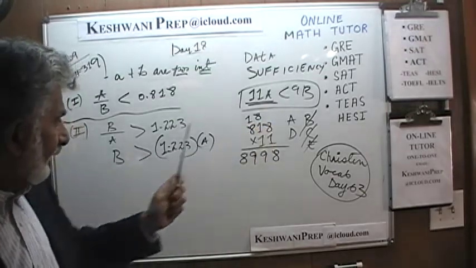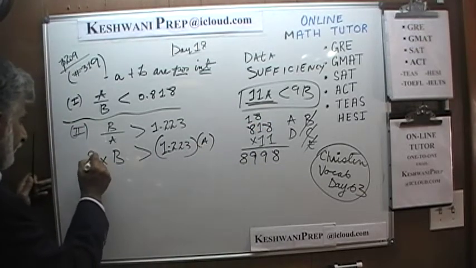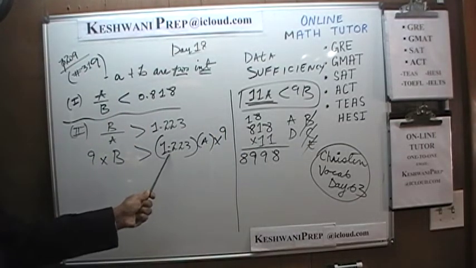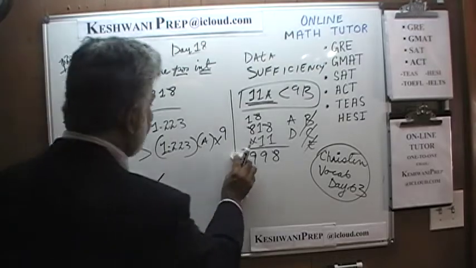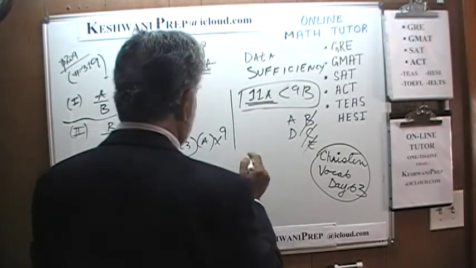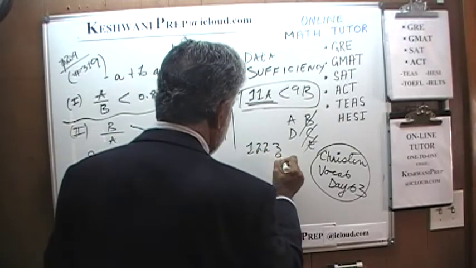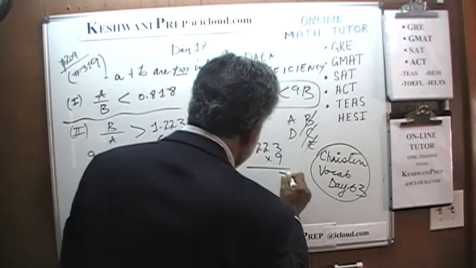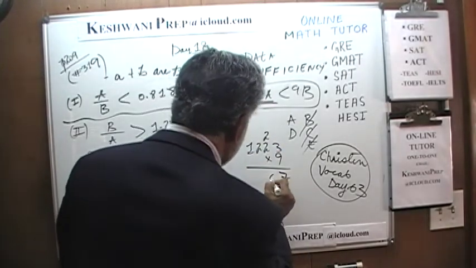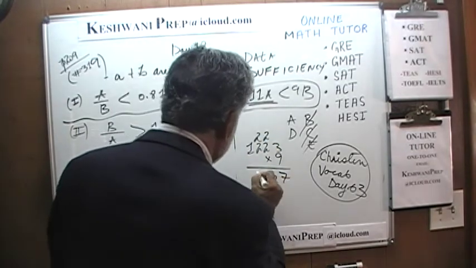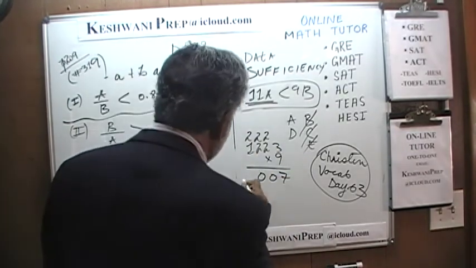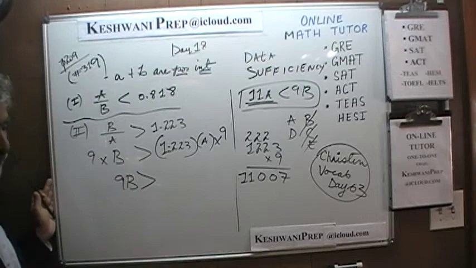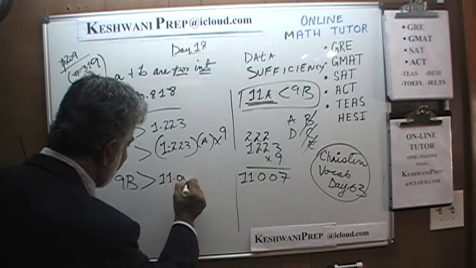Since we are interested in 9 times B, let's multiply both sides by 9, just like we did before. Multiplying both sides by 9 is very simple. Let's keep it separate. So now we have to figure out this quantity, 1.223 times 9. Let's see what that gives us, shall we? 9 threes are 27, 7 carry 2, 9 twos are 18 plus 2 is 20, 0 carry 2, 9 twos are 18 plus 2 is 20, 0 carry 2, 9 ones are 9 plus 2 is 11. There you go. By golly. So this tells us that 9 times B is greater than 11.007.